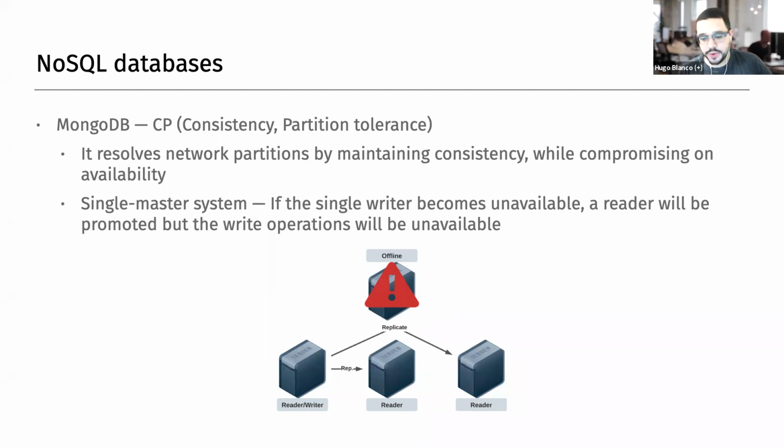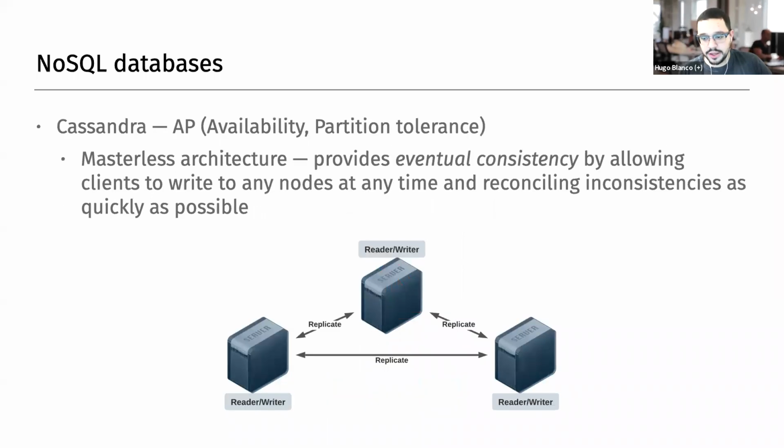For Cassandra, for example, it's the opposite, because we have availability and partition tolerance. So it's a masterless architecture. Instead of having a single master, we have all nodes as master, basically, or no master. So we have eventual consistency, we have availability. So let's suppose one of the reader and writer is offline. I can still write and read until the other one is offline, or I don't have to promote any other server to be the writer, because all of those are writers.